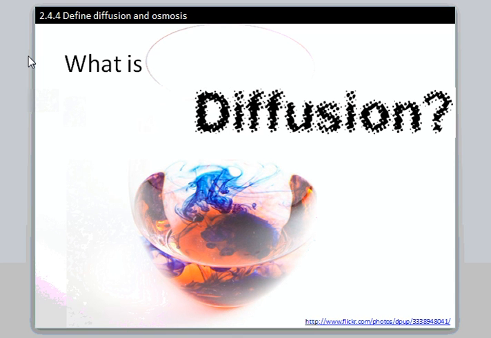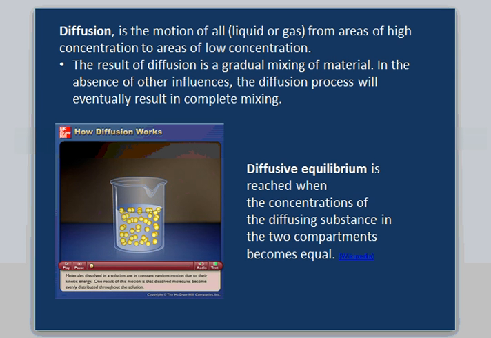Today we're going to move on to talking about transportation within cells, and we're going to start off with diffusion. Diffusion is the movement or motion of all liquids and gases from areas of high concentration to areas of low concentration. Eventually, the particles will be equal spaces away.